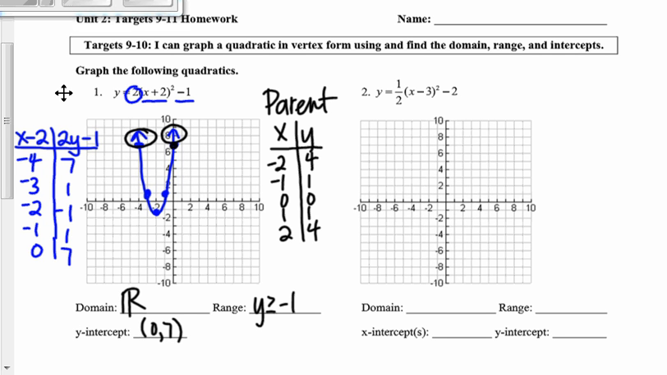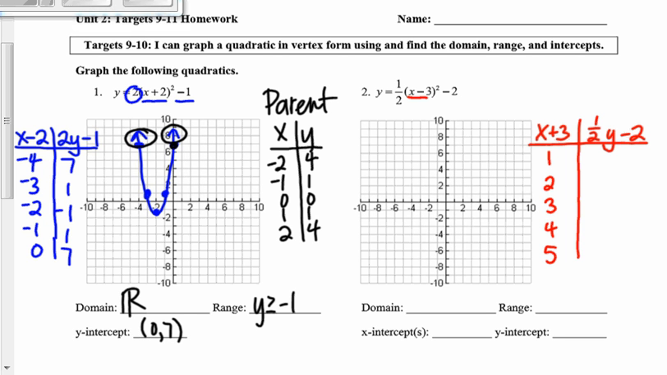Okay, so in number 2, let's talk about the table. Inside parentheses it says x minus 3, which means we're really doing x plus 3. The multiplier out in front this time is 1/2, and then we have minus 2. So going back to that parent function table, we're going to add 3 to each of the x values. And then for the y values, we're going to take half and then subtract 2. So half of 4 is 2, minus 2 is 0. Then we have half of 1, which is a half, minus 2, negative 1.5. Then I would get negative 2, and repeating those y values.